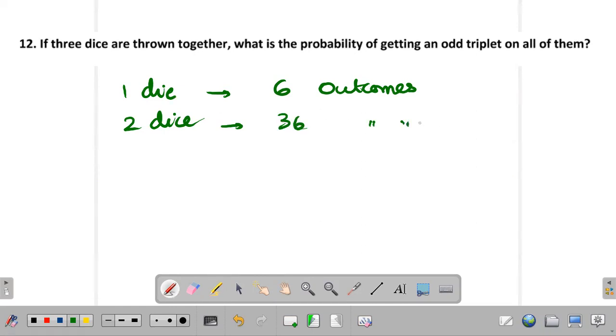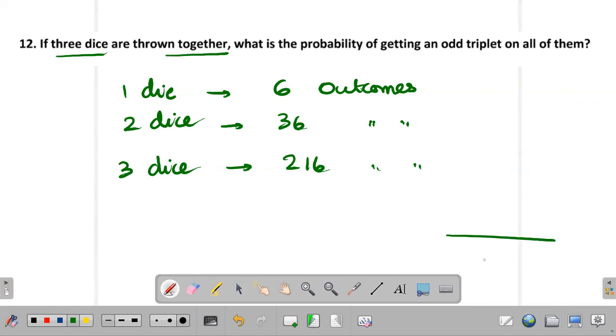What are those 36? Can you tell me? 1 1, 1 2, 1 3, 1 4, 1 5, 1 6, 2 1, 2 2, 2 3, 2 4, 2 5, 2 6, etc., 6 1, 6 2, 6 3, 6 4, 6 5, 6 6. Consider the scenario when 3 dice are thrown. Can you tell me what will be the total number of outcomes? 6 into 6 into 6, 216. Altogether, you have got 216 outcomes.